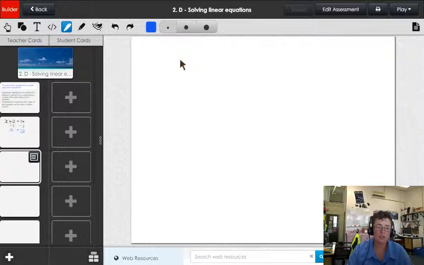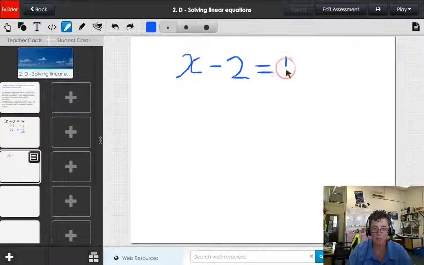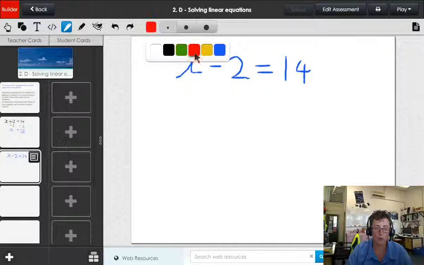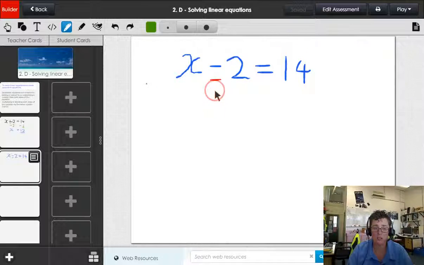The next equation, if we do the same thing with a subtraction, x minus 2 equals 14. The same process, we look at what the sign is. In this case, it's a minus. The opposite sign to a minus is a plus, so we add 2 to both sides. That effectively makes that 0: minus 2 plus 2 is 0. And we add 2 to this side.